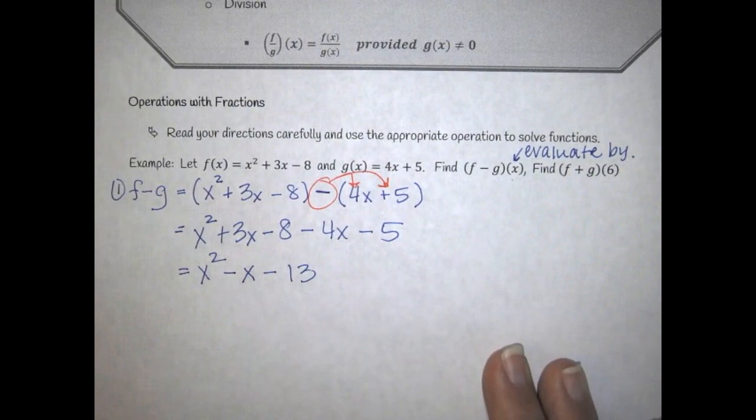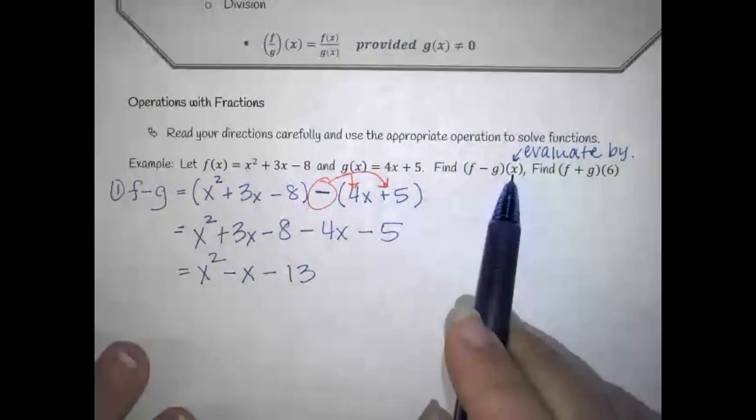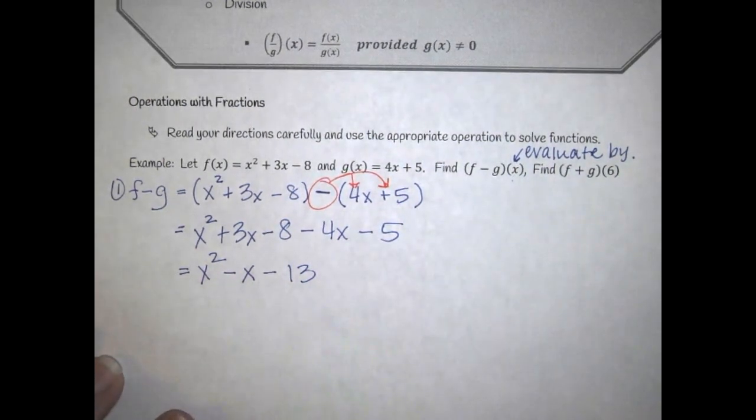Now, at this point is where you would look to see how you were being asked to evaluate. In this case, we were being asked to evaluate by x, meaning this would be our answer, because that would be the only thing we have left.